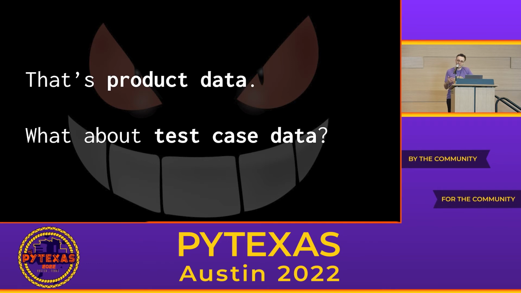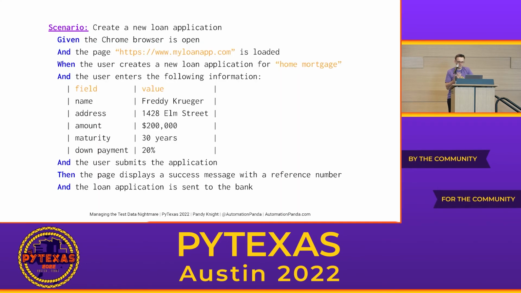Test case data is inherently part of test cases. Let's revisit our example test case from earlier. As we saw before, there are multiple bits of test data throughout the steps of this short scenario. They represent different types of test case data. First, let's look at that first step, given the Chrome browser is open.